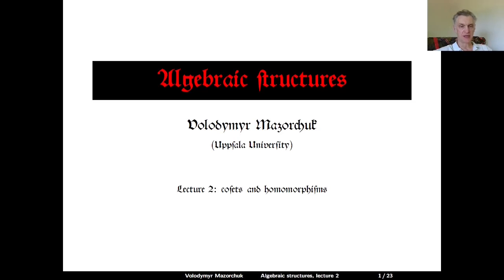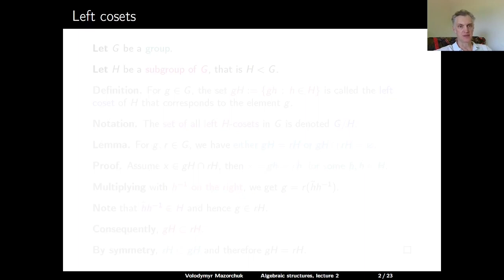Algebraic structures, lecture 2, cosets and homomorphisms. Let us start with the definition of a coset. Let G be a group and H a subgroup of G.